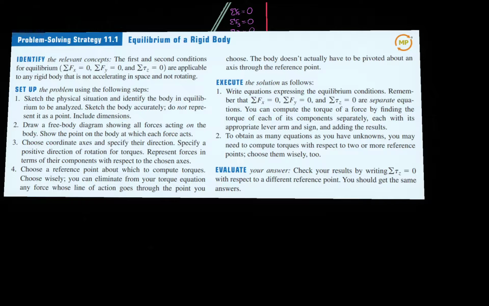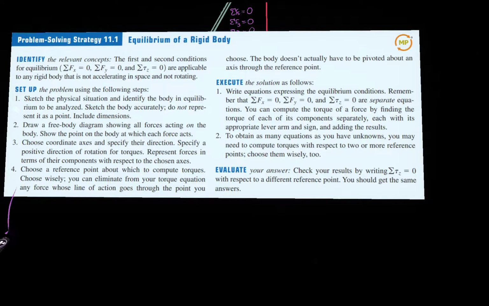Then we're going to do a free body diagram. We're going to show all the forces as usual acting on the body. But different from before, you're going to show the point on the body at which each force acts. In the past we've done separate free body diagrams for each body, and each body is reduced to a point. We're not doing that anymore. You're doing a free body diagram of the system as a whole, and you'll see in the example problem that we do next how that works.